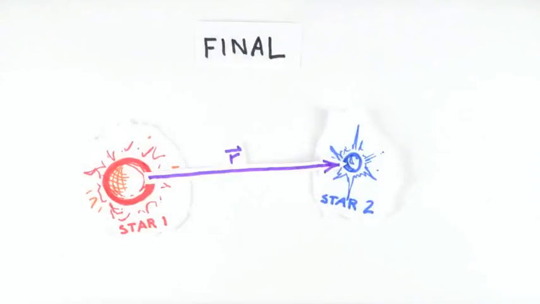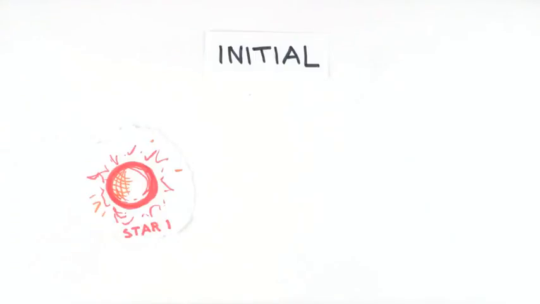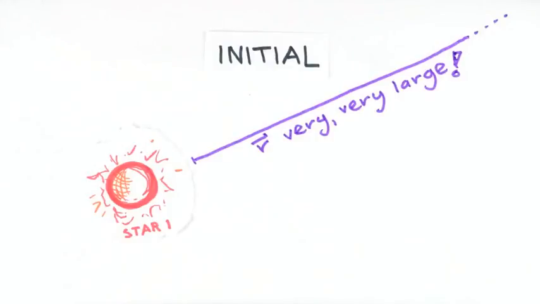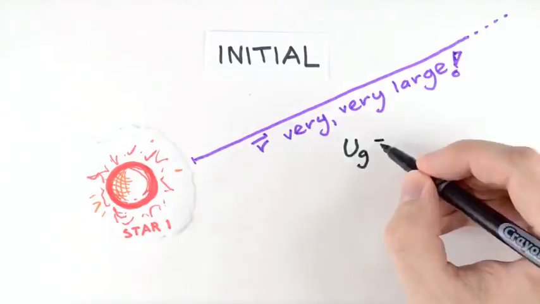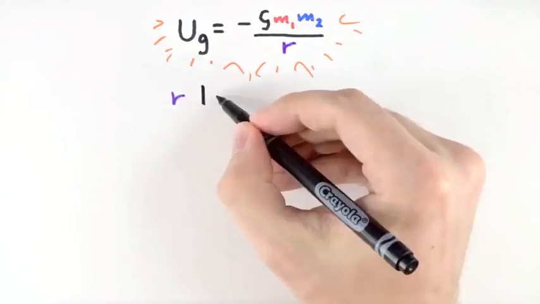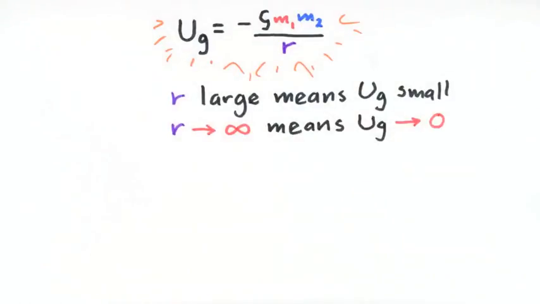Now let's imagine our drawing here is the final state, and in our initial state, the particles started out very, very far apart. Meaning the separation r between the two particles is very, very large. What is U sub g in the final state? Well, in our expression for U sub g, we see a large r means a large denominator, which means U sub g is small. Nearly 0 if r is very, very large.